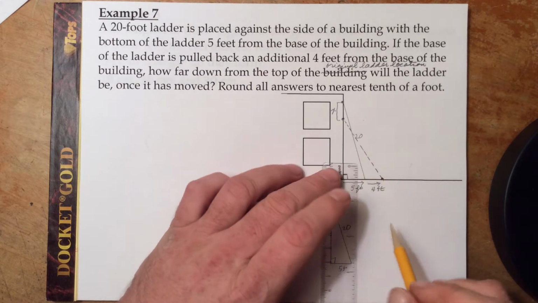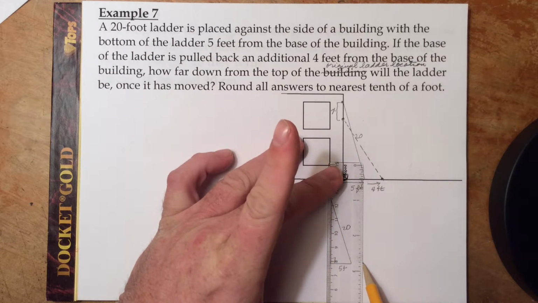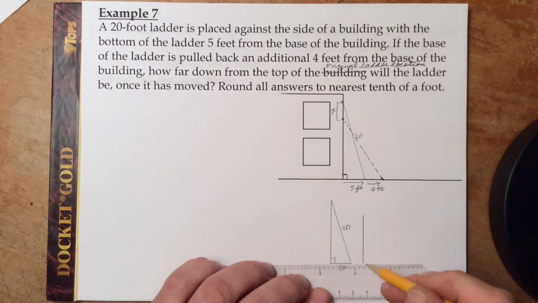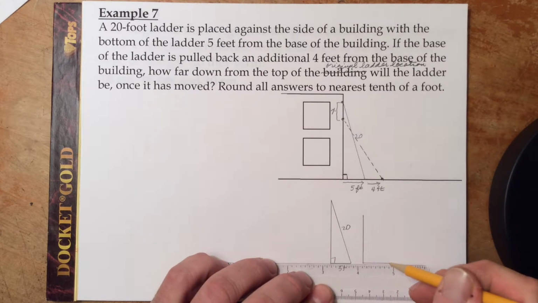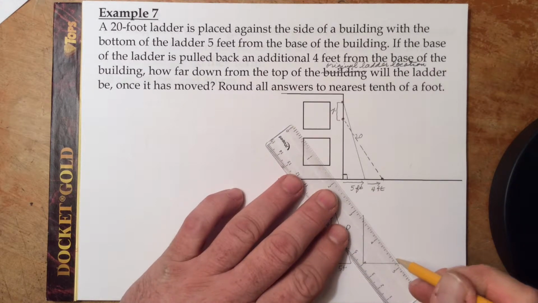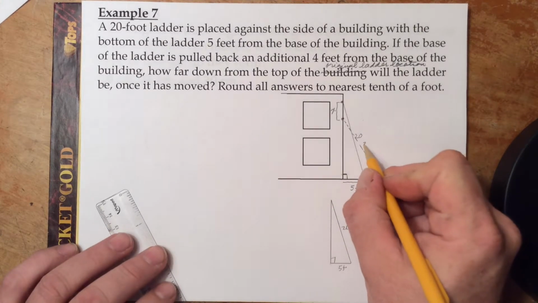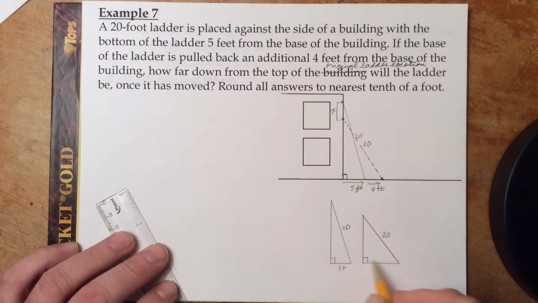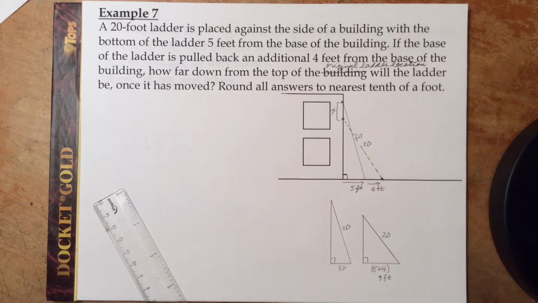Once it's pulled out, the height of this triangle is not going to be as high now. This gets pulled out 4 more feet to about maybe there. Now the ladder is still 20 feet, no matter what. It was 20 feet, it stays 20 feet. And now this was 5 plus 4 more feet, which gives us 9 feet. So now the ladder's pulled out 9 feet away from the base of the building in the second triangle.